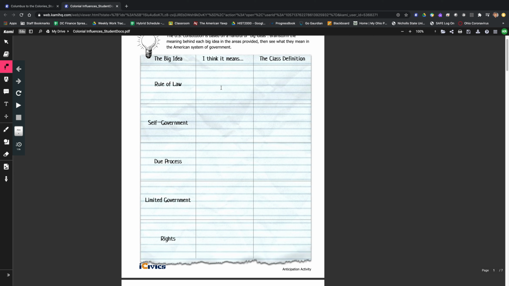What do you think rule of law means? Now, we talked about that in the A Dive into Democracy lesson. All right? So what do you think rule of law means? Put down what you think that means. Self-government, put down right here what you think that means. You're just brainstorming ideas. Due process. What do you think the words due process mean? Put those here. Limited government.